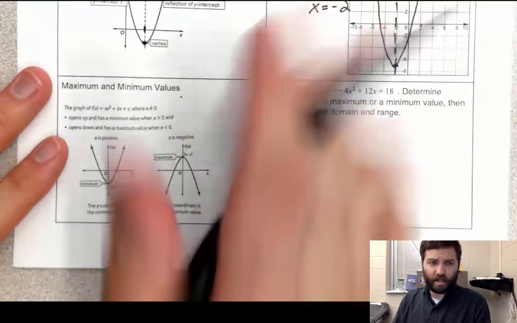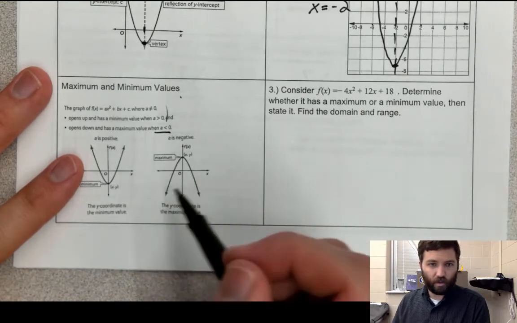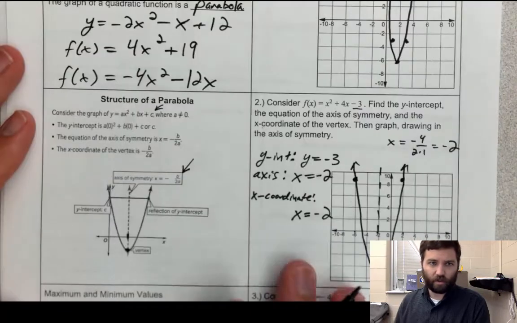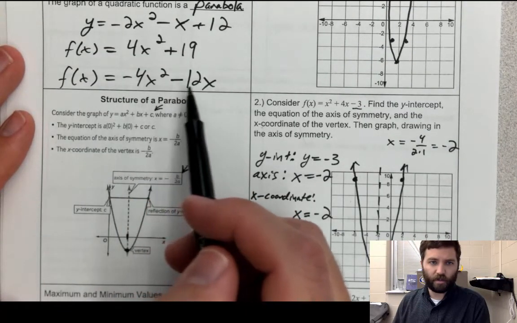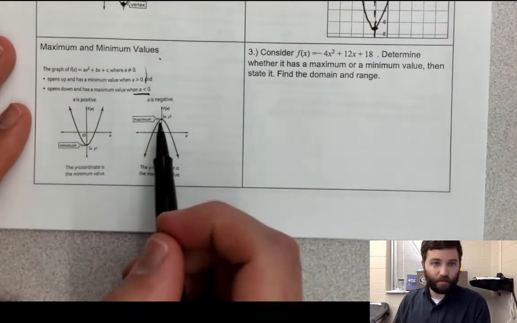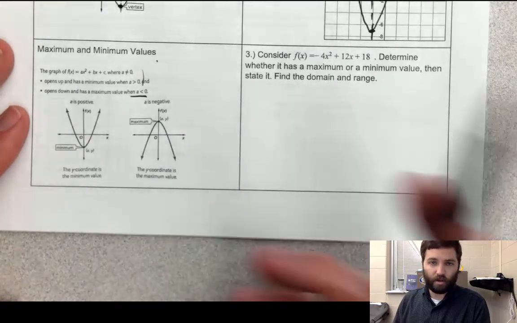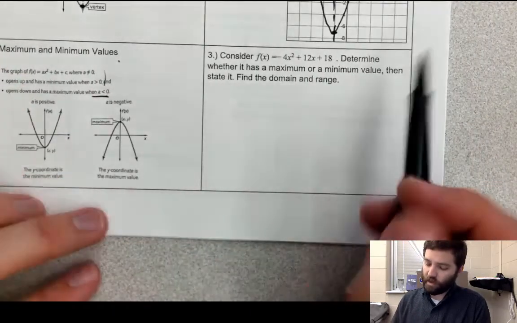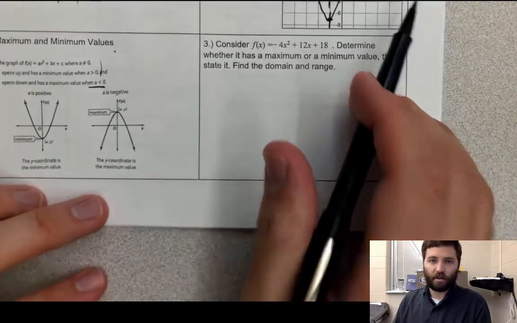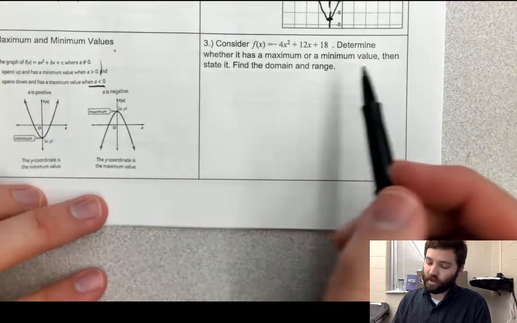If a is negative, so if a is less than 0, then the parabola will open down. So if you had a function like this one, negative 4x squared minus 12x, then the parabola will open down, and therefore it will have a maximum. You can always graph it too just to check, but you can also get that right from just looking at it. So in number 3 here it says, consider this function, determine whether it has a max or min, then state it, and find the domain and range.